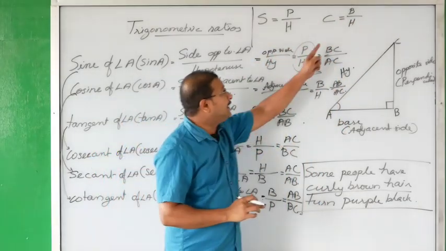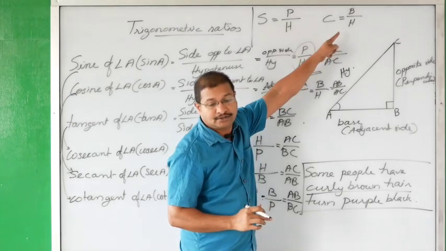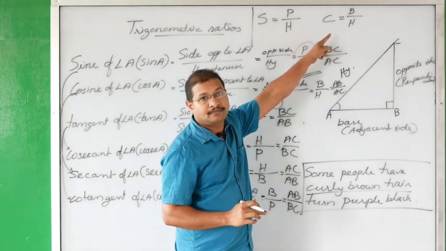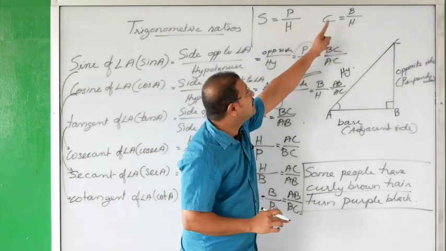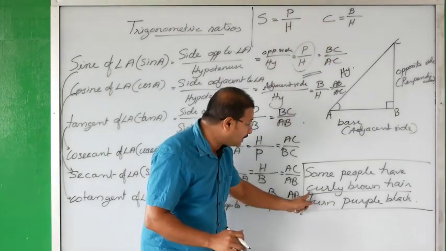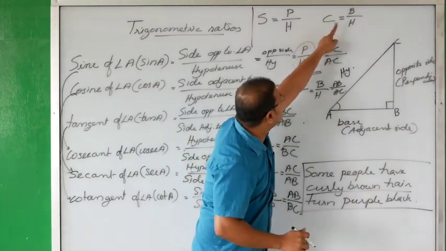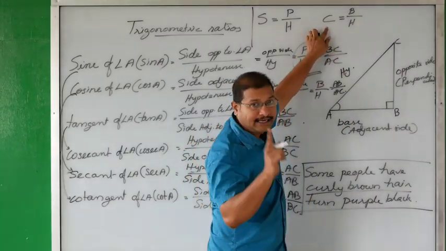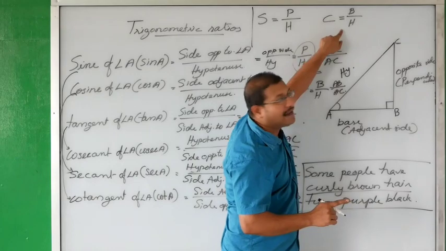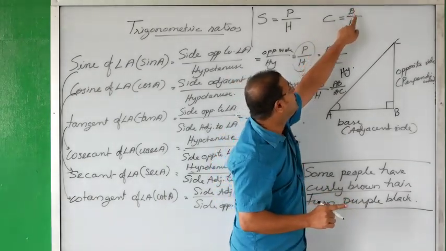Ready? C equals base by hypotenuse. That means C equals base by hypotenuse. How did you get curly brown hair? Curly brown hair, see. That means cos equals base by hypotenuse.